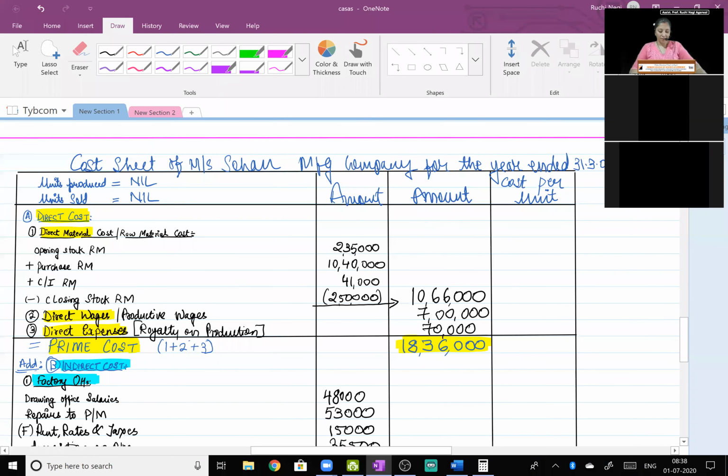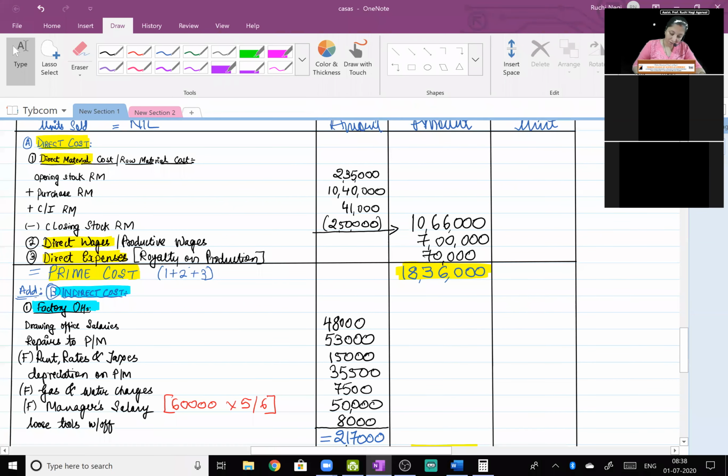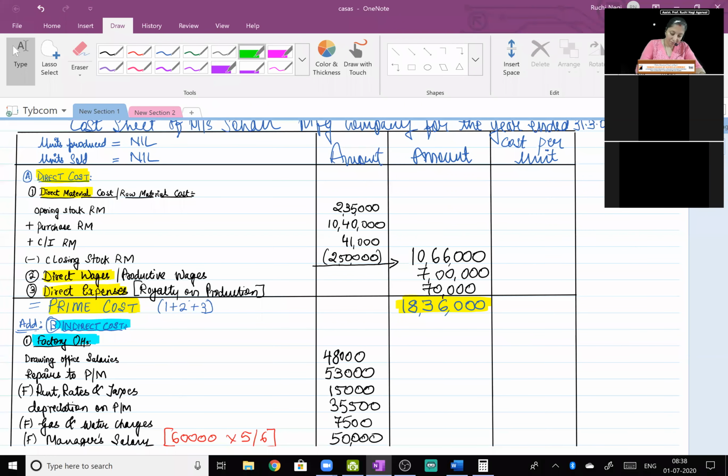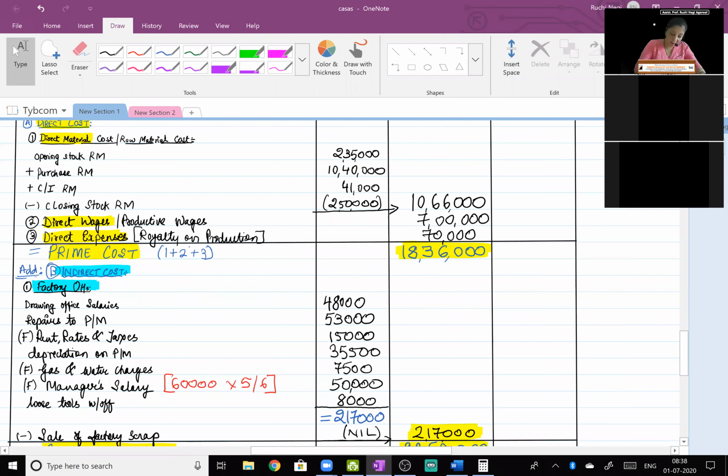Fine. So in this question, since your units produced and units sold are nil, obviously you cannot calculate the CPU column. So your CPU column will go blank. See the third column, cost per unit column. So we cannot calculate the CPU here. So dash, empty.